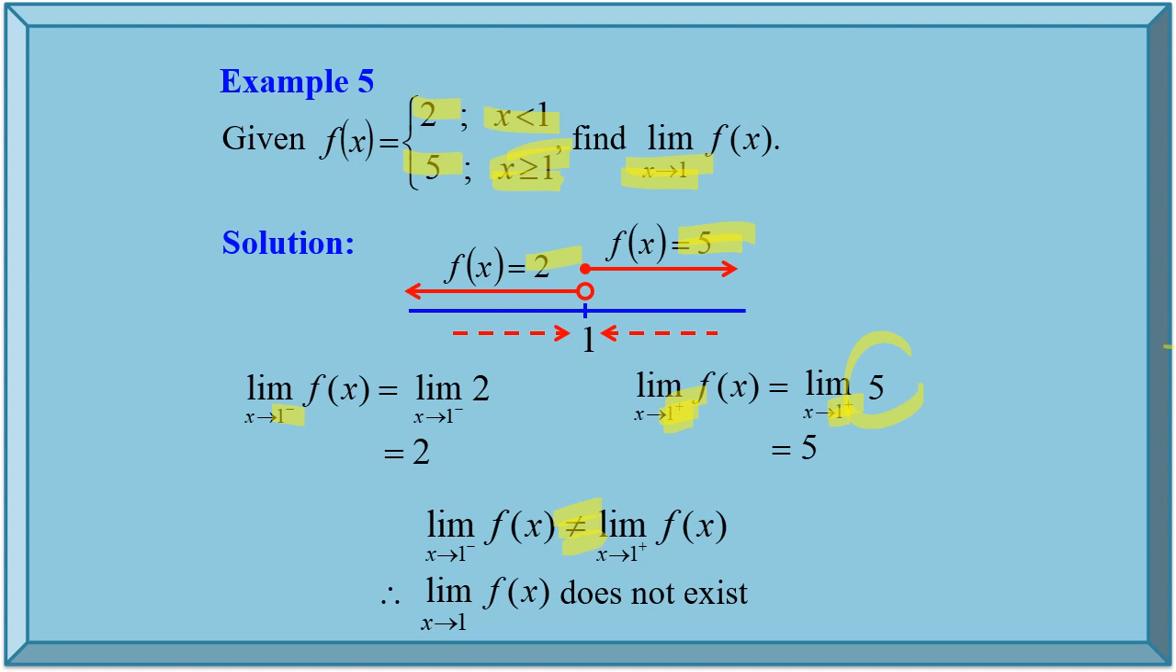Okay, so what is the difference between this question and the first part of the chapter on limits? For the first part of the chapter, to find a limit, we just substitute, right? But now, because we have this piecewise function, we cannot directly substitute. We need to see the behavior from the left side and from the right side.